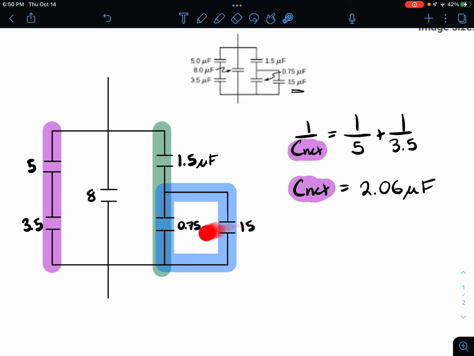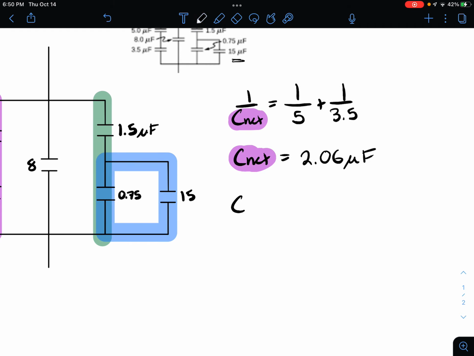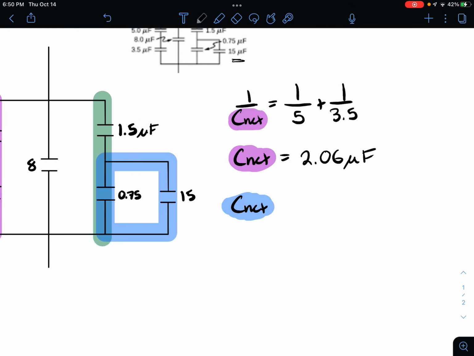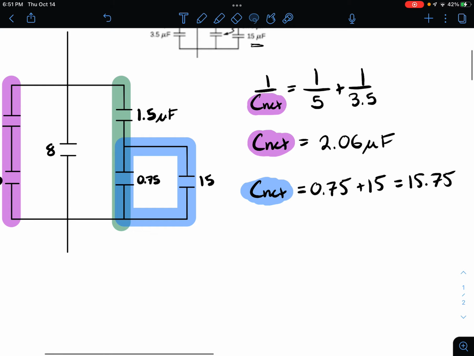Then we can look at this blue section over here. These two capacitors are in parallel, which means that we just add their capacitance to get the total capacitance, which means that our C net in blue is going to equal 0.75 plus 15, which gives us 15.75. Right? So that's our C net of this section.